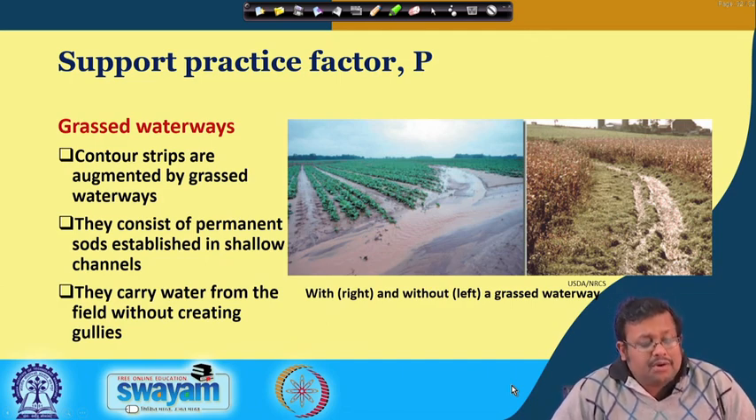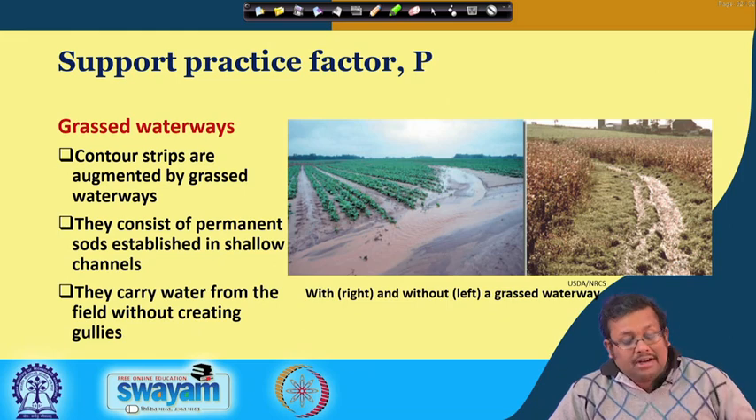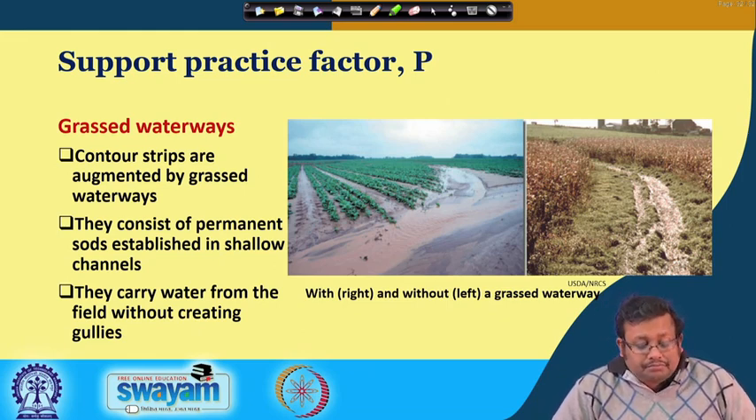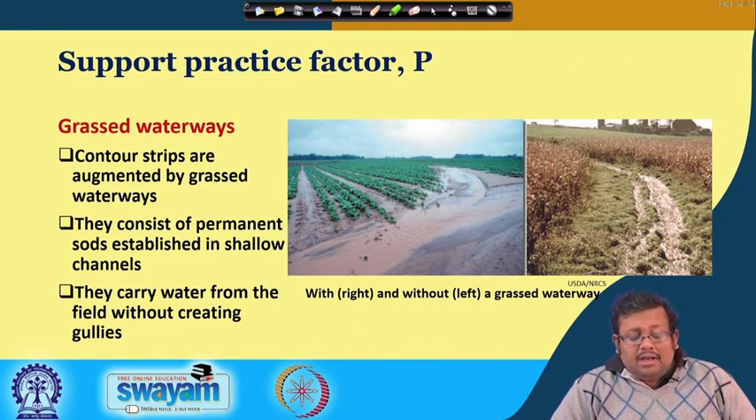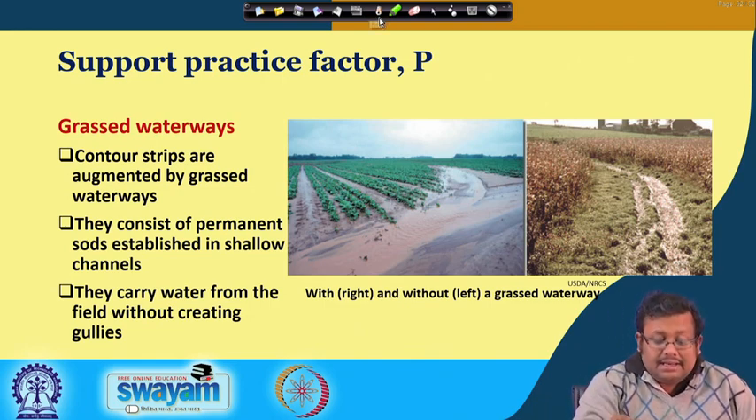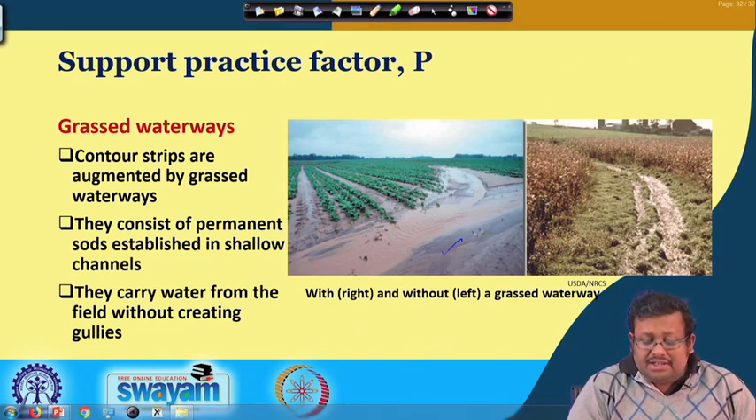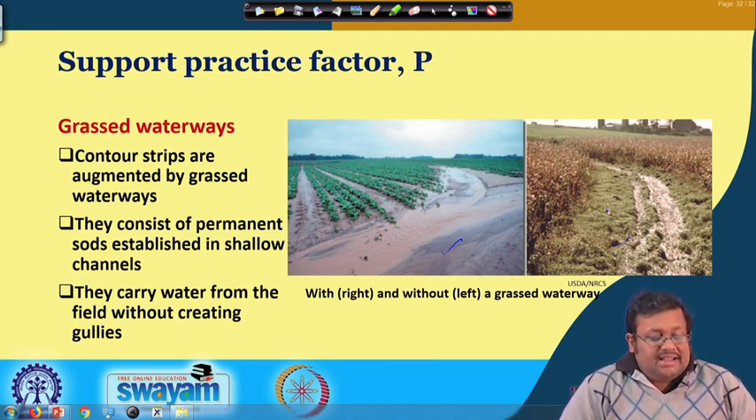So let us talk more about grass waterways. Contour strips are augmented by grass waterways. You can see here in the left picture there is no grass waterway. However, in the right picture there is a grass waterway, and you can see the difference in mud flow in these two conditions.